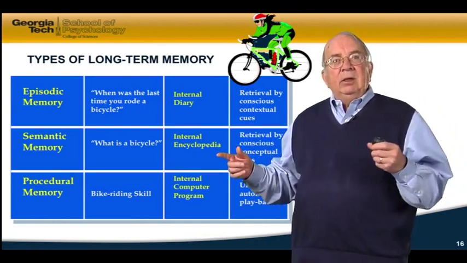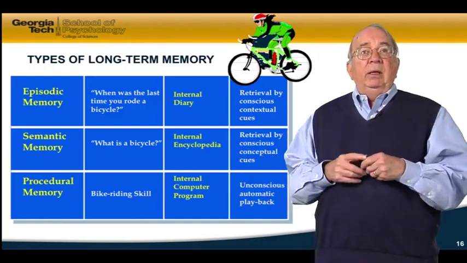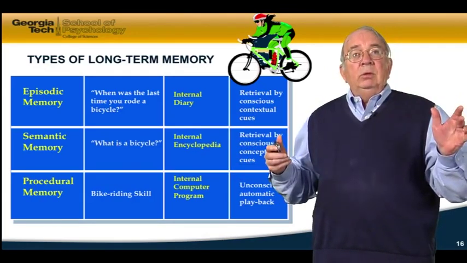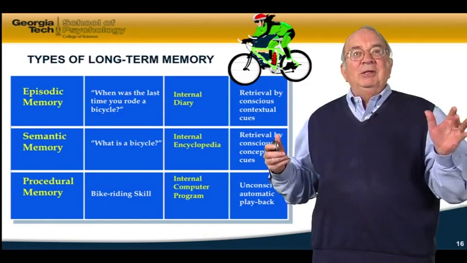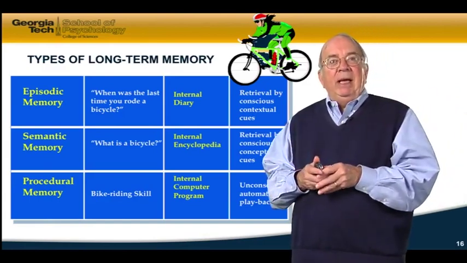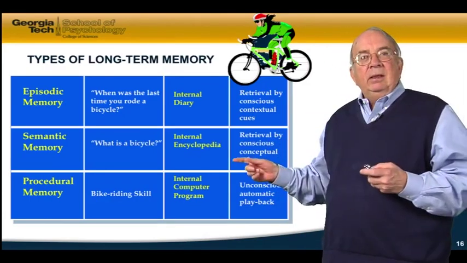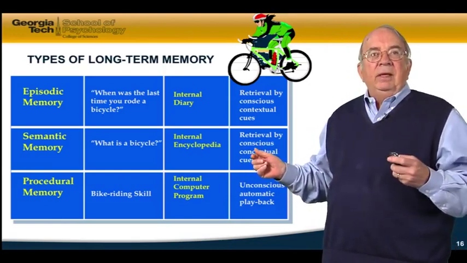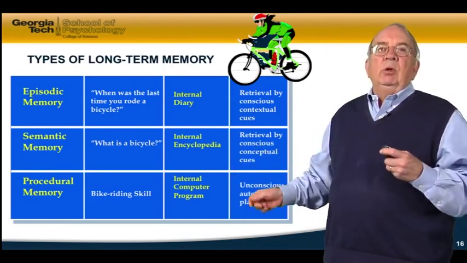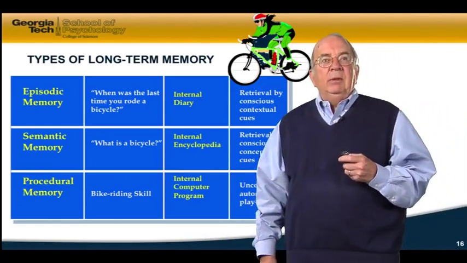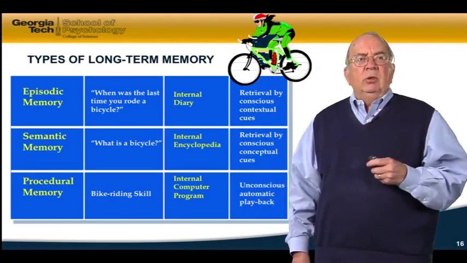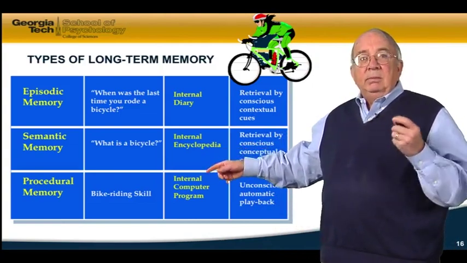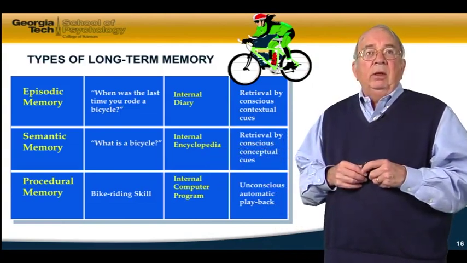Sometimes I think of that, a good metaphor, as an internal encyclopedia. It's our knowledge. We don't store things alphabetically, though. We store things conceptually in our semantic memories. It's, again, retrieved by conscious, it's declarative, but it's conceptual cues that allows us to retrieve semantic memories, not contextual cues. And procedural memory is that bike riding skill that we learned.